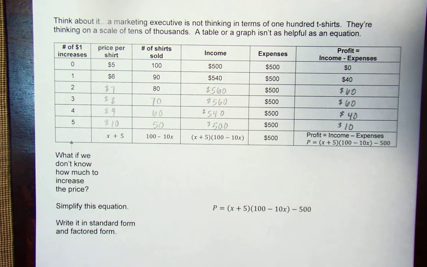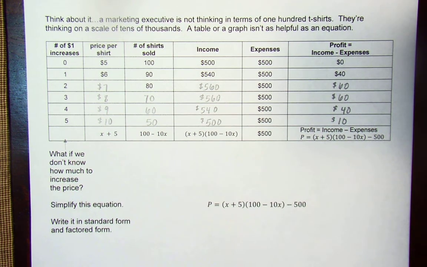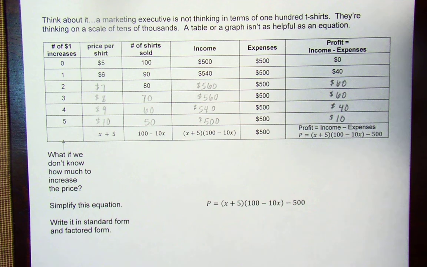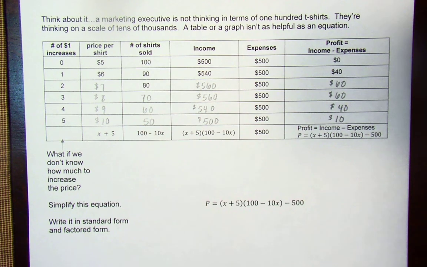So this is a continuation of the factor binomials lesson. On the first page, we had a table that looked very much like this, except it didn't have the bottom row. Now we're going to expand our thinking past just selling 100 t-shirts, because a marketing executive isn't going to think in terms of 100 t-shirts. He or she is going to think on a scale of tens of thousands.